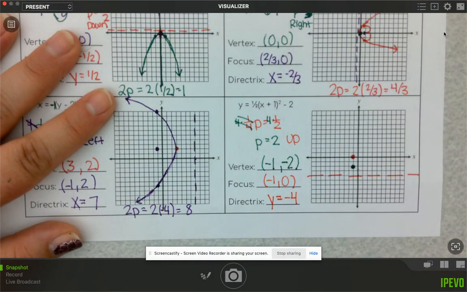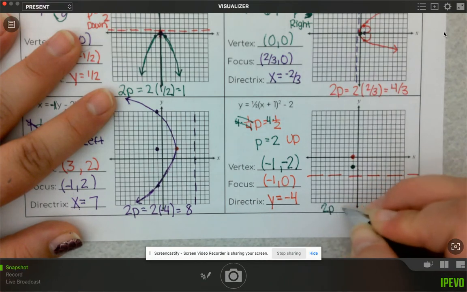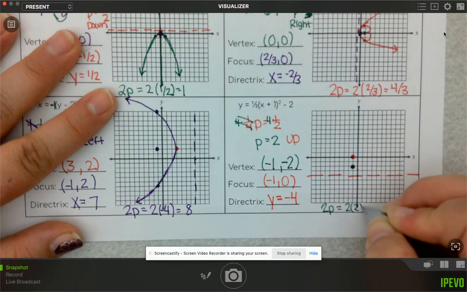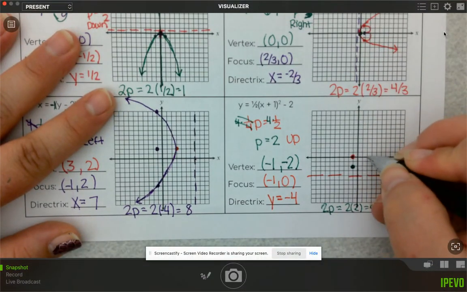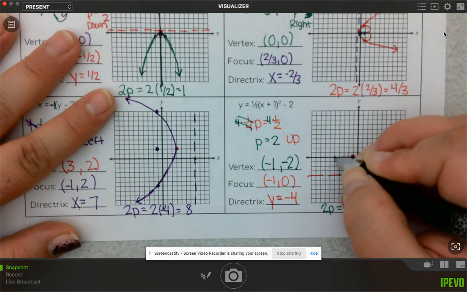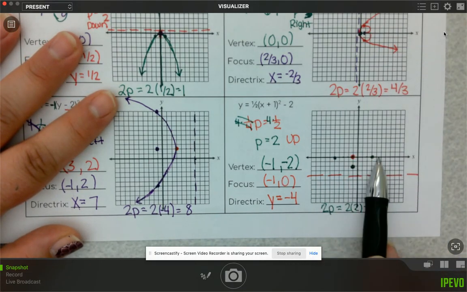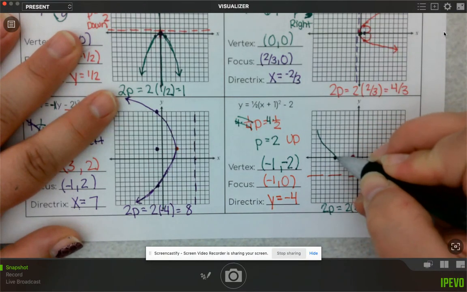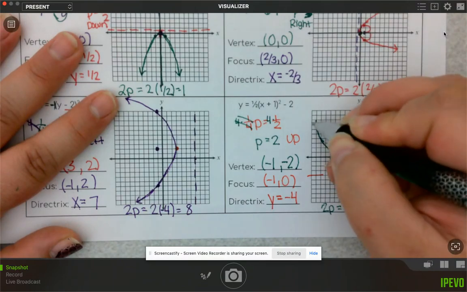Then we need those 2 extra points so we can actually draw our parabola. If p is 2, then 2p is 4. So I'm going to go 4 this way and 4 this way. Okay, you're always kind of following the direction of the directrix to do the 2 extra points. Like that.